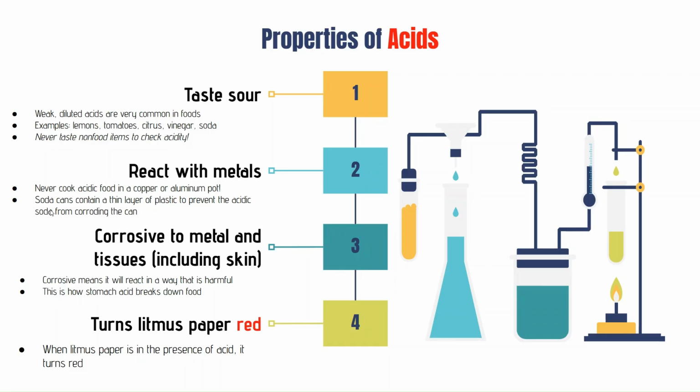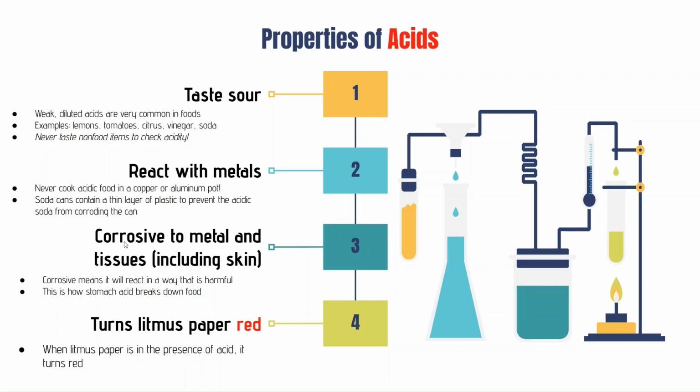So soda cans and other, like, I have a LaCroix in front of me right now, any aluminum can that has a soda in it is going to have a thin layer of plastic inside it that prevents the acid in the soda from corroding the can.